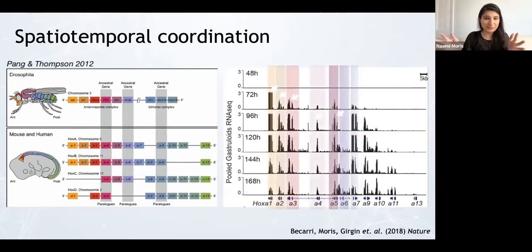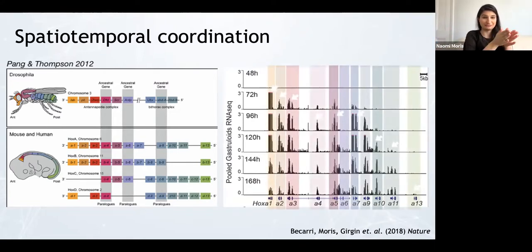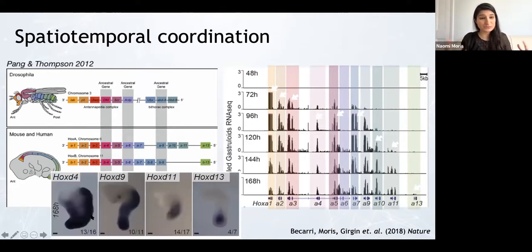So at early time points, we have the expression of some of the earlier Hox genes, and at later time points, we see some of the expression of later Hox genes. And as well as time, we also see some evidence of nested spatial expression too. So some of the earlier Hox genes are expressed in a bigger portion of the AP axis than some of the later Hox genes like HOXD13, which is only in the very tip of the gastruloids. So that was super exciting to us.